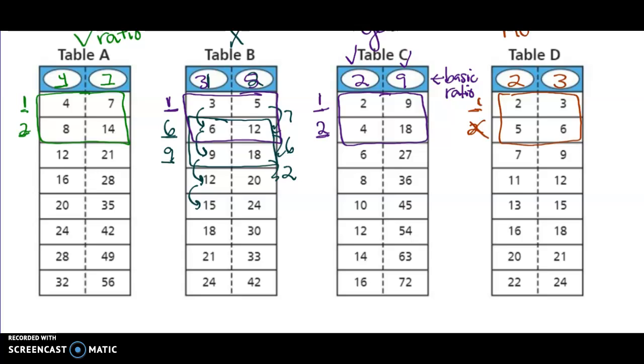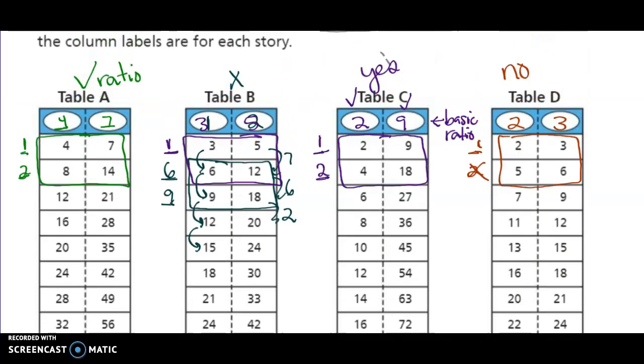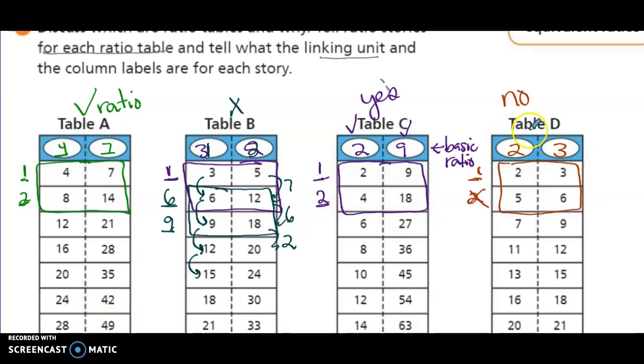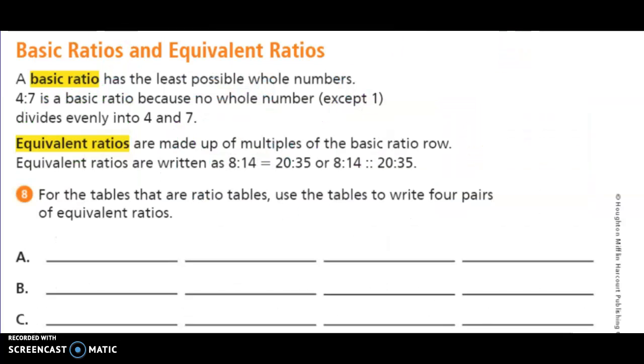And this should be the top of page 29. Again, there's probably spaces for you to tell a story for each ratio table. You do not need to do that step in your notes. And is there more to page 29?